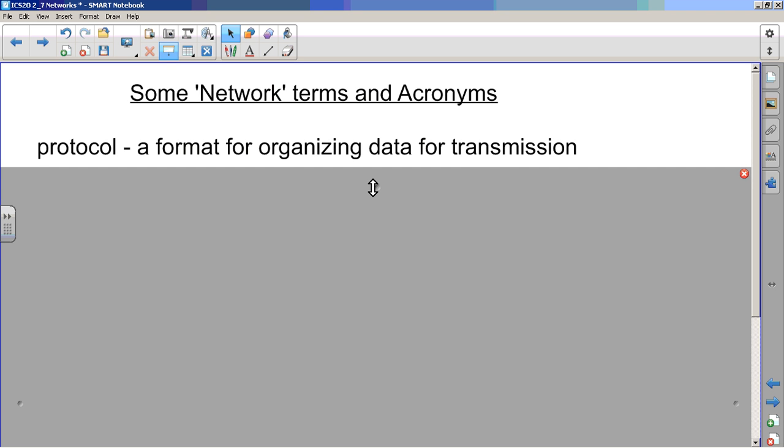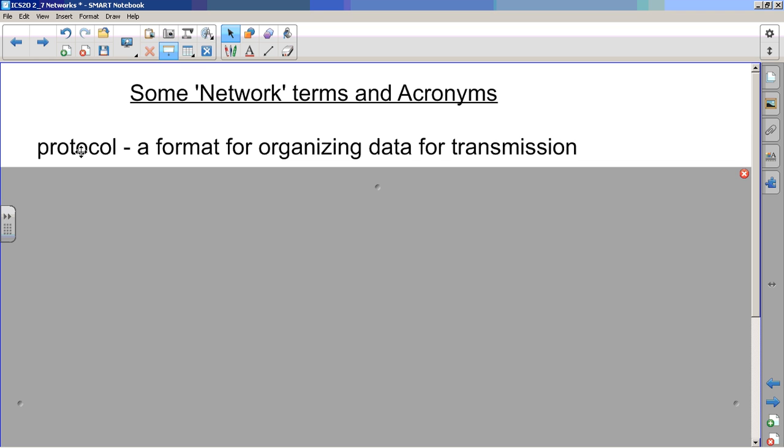A protocol is a format for organizing data for transmission. This is both from the modem out into the internet, and protocols are also used by your network card to put data along the blue cable. There are a lot of different ones.